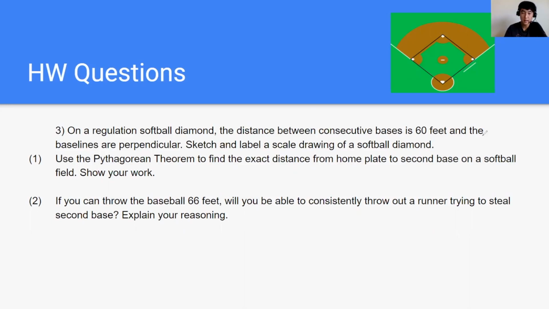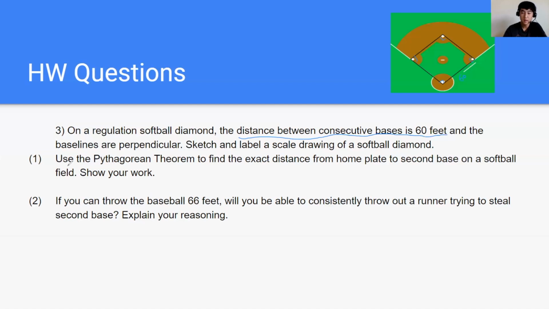The basis is 60 feet and the baselines are perpendicular. Sketch and label a scale drawing of a softball diamond. So the distance between consecutive bases is 60 feet. So this is 60 feet, right? And these are all perpendicular, which is 90 degrees.